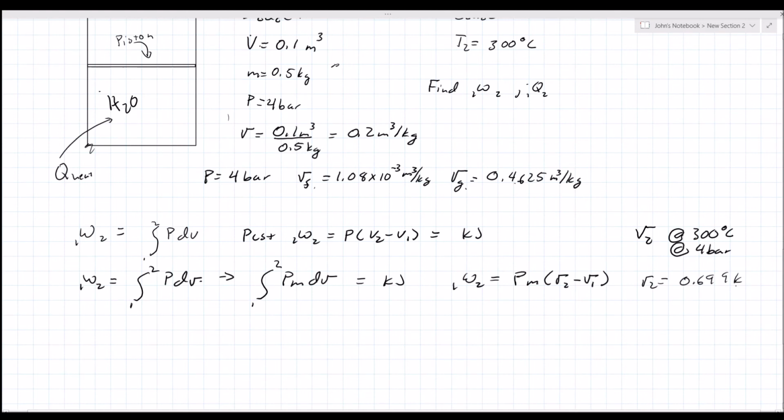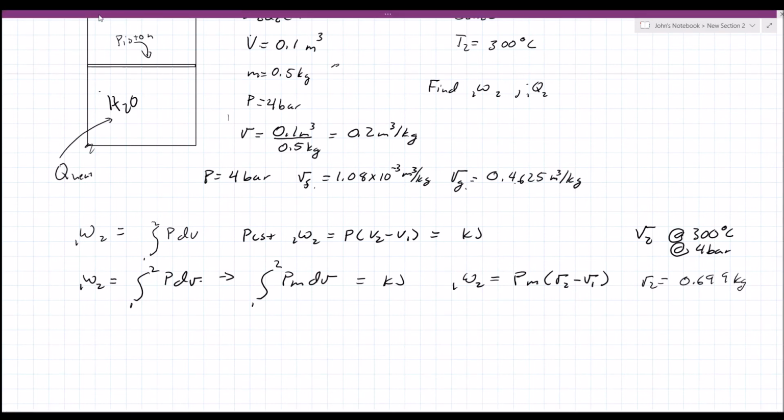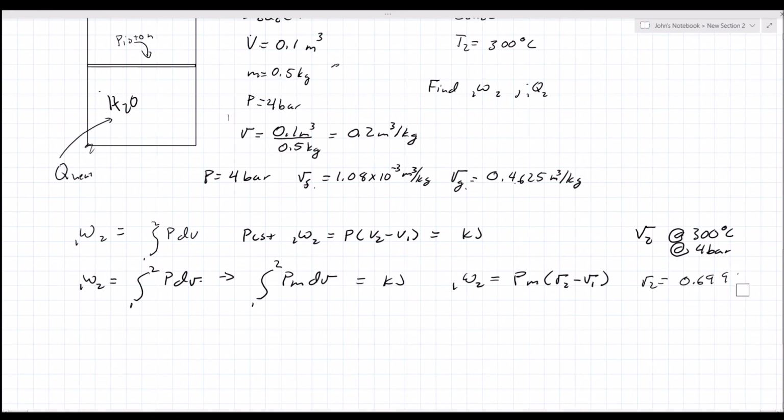0.699 kilograms. No, it's a mistype. 0.699 kilo. Oh my god, I'm sorry. I'm so sorry, guys. Volume. Meters cubed per kilogram.